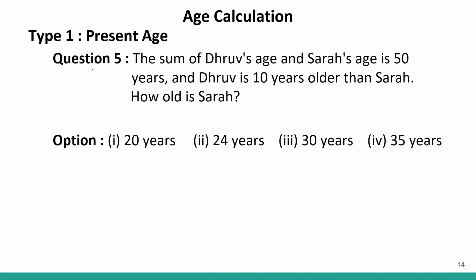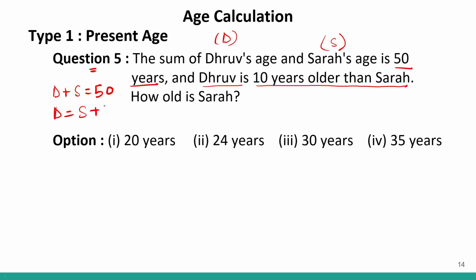Okay. Question number 5. The sum of Dhruv's age and Sara's age. So let's say Dhruv is D and Sara is S. So D plus S equals to 50 is given in the question. The sum of Dhruv's age and Sara's age is 50 years. This is their current ages. Now, other relationship is also given that Dhruv is 10 years older than Sara. So, D is S plus 10. D is 10 years older than Sara.